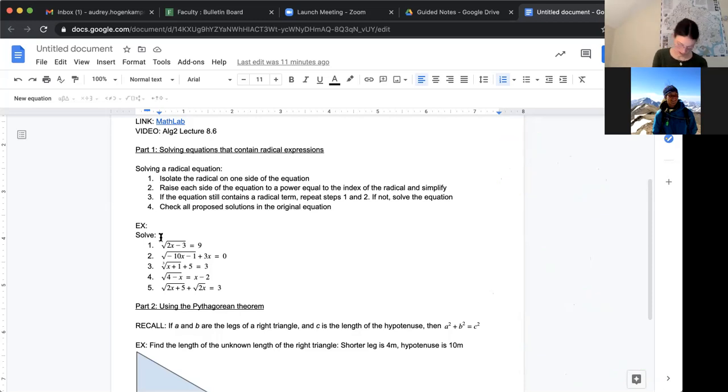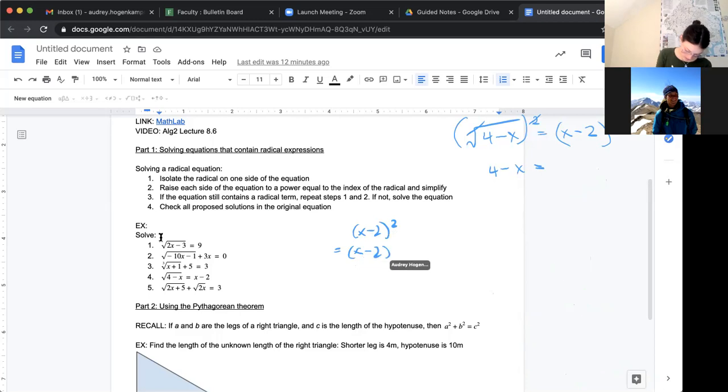Next up, we have the square root of 4 minus x equals x minus 2. So isolate the radical, done, it's already isolated. Raise it to the power of our index, so that's going to be squaring each. That gets rid of our square root, so we get 4 minus x equals x minus 2 quantity squared is equal to x minus 2 times x minus 2.